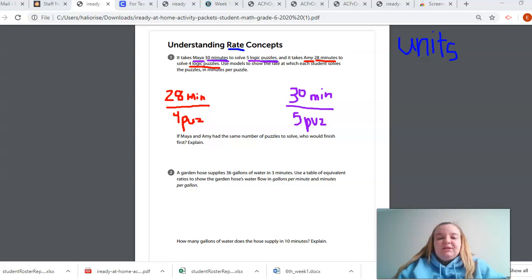So we want to know, use models to show the rate at which each student solves the puzzles in minutes per puzzle. So minutes per puzzle is like, for each puzzle, how long would it take her to complete just one puzzle? So we know that for Amy, 28 minutes for 4 puzzles, and for Maya, 30 minutes for 5 puzzles. But we want to know how long it takes them to just complete one puzzle each.